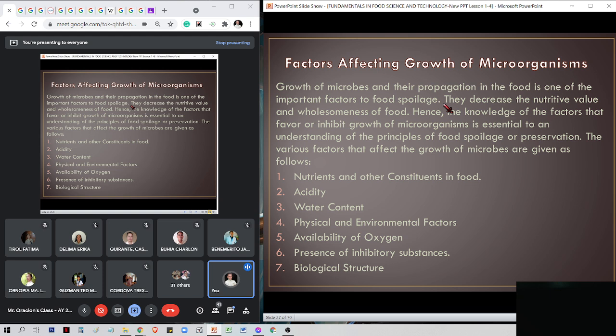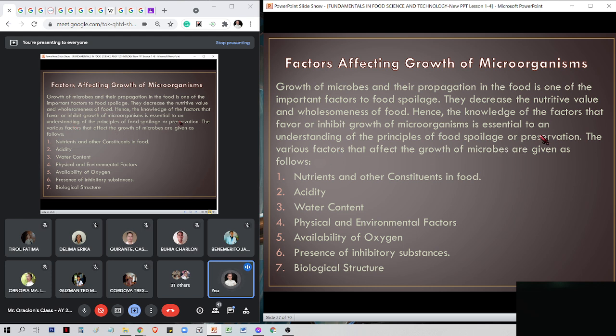So the growth of microorganisms will decrease the nutritive value and wholesomeness of the food. It means the entire food will be affected, the entire food will be useless once it is already contaminated or attacked with microorganisms. Hence the knowledge of the factors that favor or inhibit or prevent the growth of microorganisms is essential to an understanding of the principles of food spoilage or food preservation.